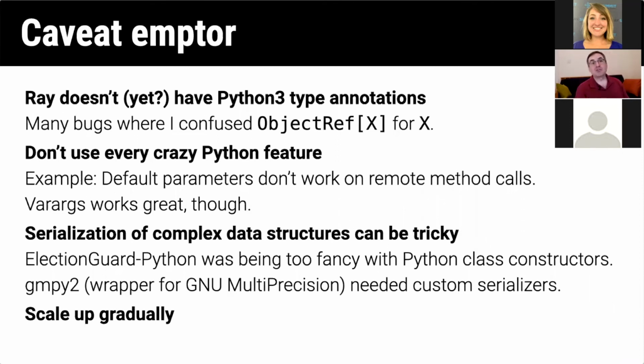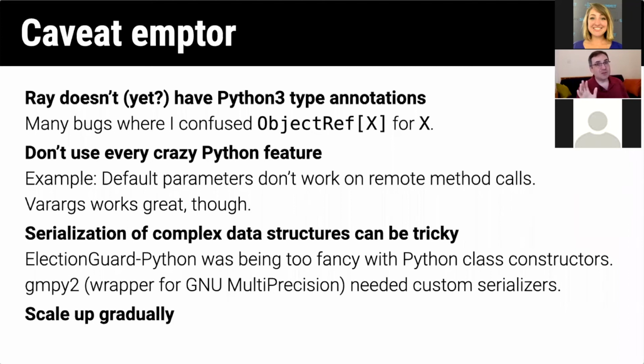Serialization of complex data structures also turned out to be tricky. The ElectionGuard Python library was being really sophisticated with Python class constructors, post-init methods, all sorts of stuff that just didn't serialize properly. And so I had to go in and hack my way through ElectionGuard Python to unsophisticate it in order to make it play nicely with serialization, so that I could be passing these things back and forth between Ray nodes. Even for GMPY2, which is the Python wrapper on top of GNU-MP, I had to write custom serializers.